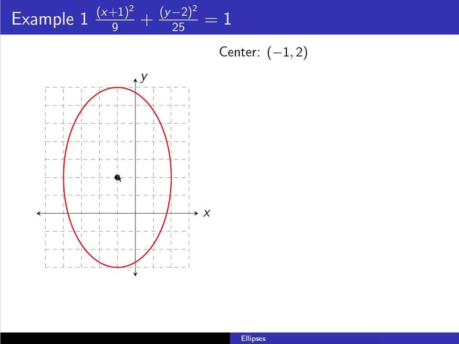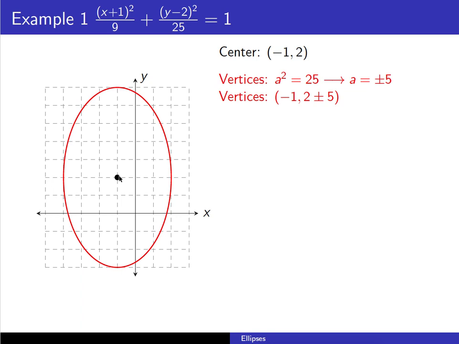Our vertices: a squared is always the bigger denominator, so a squared is equal to 25, which means a is positive or negative 5. So from our center, we'd have to count up 5 units to get one vertex and down 5 units to get another. And we're going up and down because the bigger denominator is below the y. So that means it's going to be a tall ellipse and not a wide ellipse.